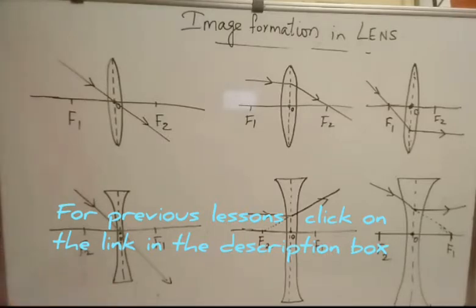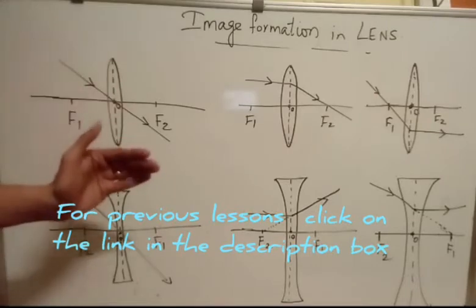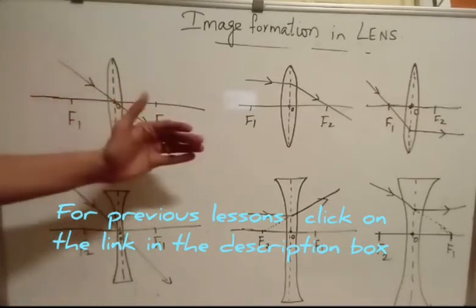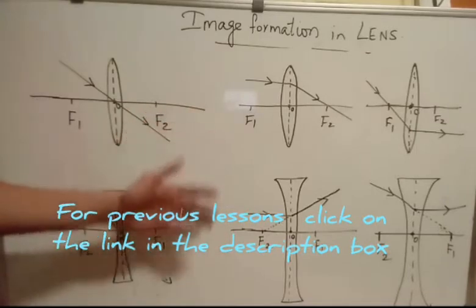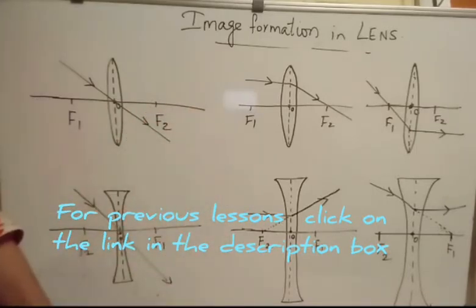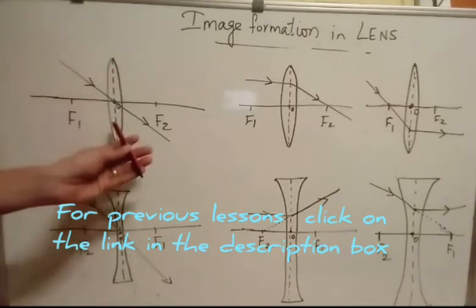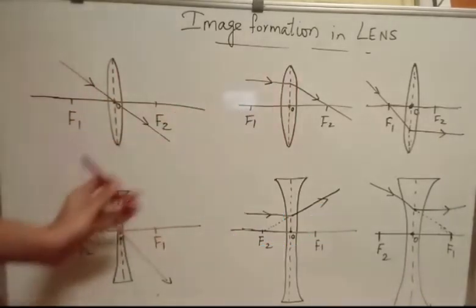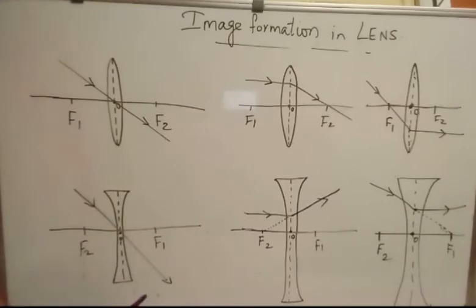So we will be selecting convenient rays for getting the image, and at least 2 rays are needed for getting the size of the image, or to see if the image is erect or inverted. Now in this section I have shown you different rays, how they will behave when passed through convex lens and concave lens. First I have shown the convex lens, 3 cases are there, and concave lens, 3 cases are there.